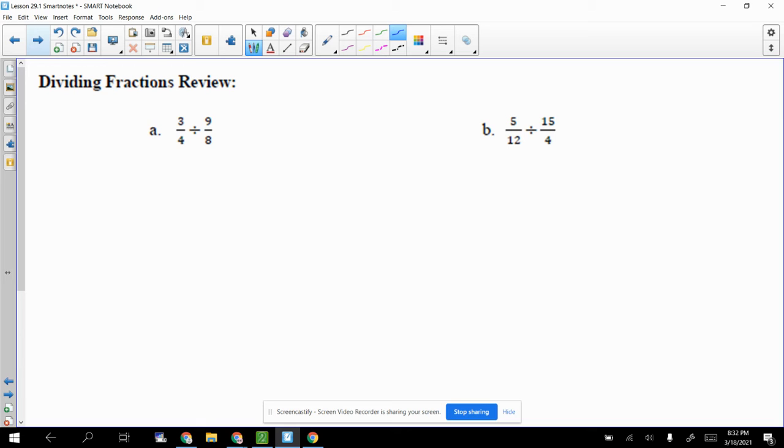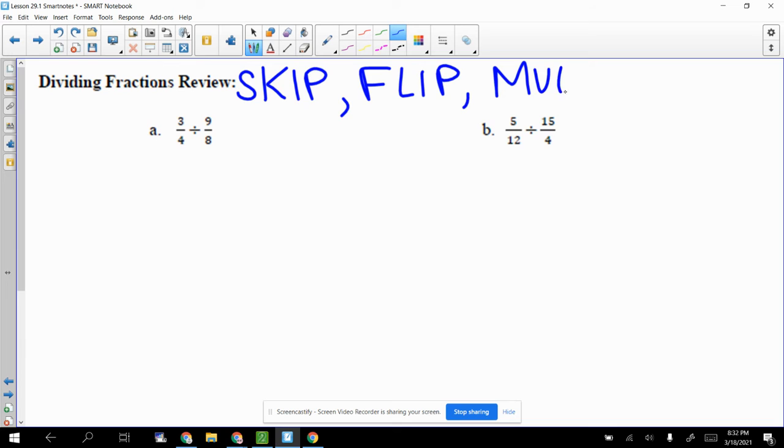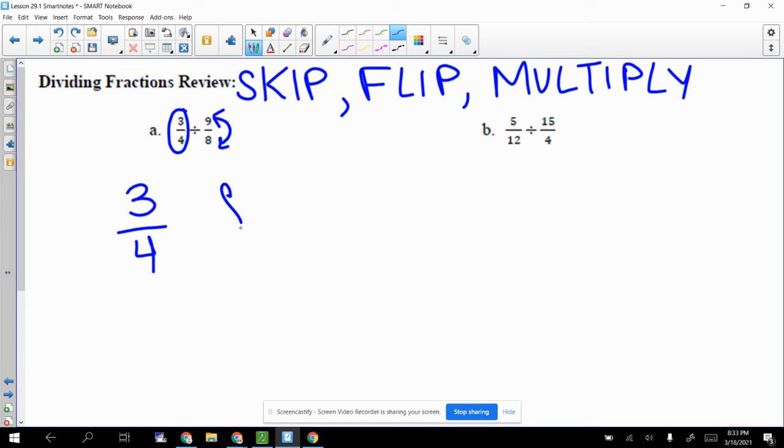And before we do that, I want to do a quick review of how to actually divide fractions. And what I will say quite often is that you skip, flip, and multiply. Skip, flip, multiply. Okay, and we've talked about that before. So that means you're going to skip this first fraction, meaning leave it exactly the same. You're going to flip the second fraction, meaning literally flip it upside down. So instead of 9 over 8, it's 8 over 9. And then you're going to multiply instead of divide.